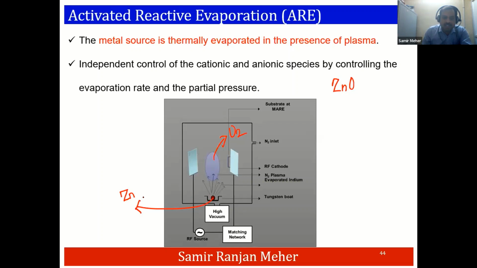Now the zinc will readily react with this oxygen plasma because it is already in the excited state, and it will form the film on the substrate. So this is what is called activated reactive evaporation, which is a hybrid technique of the evaporation and the plasma-based approach.